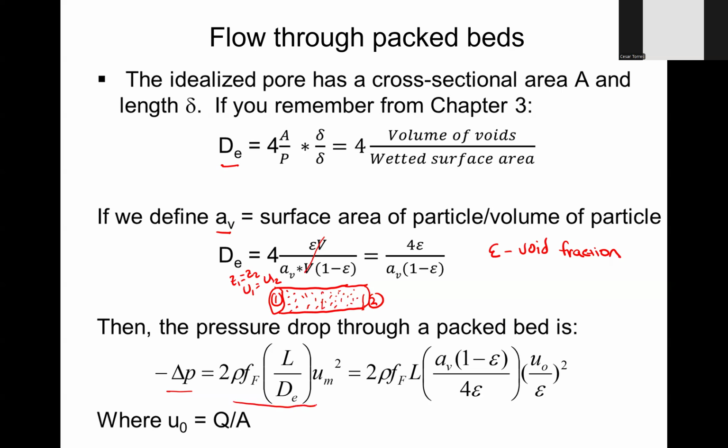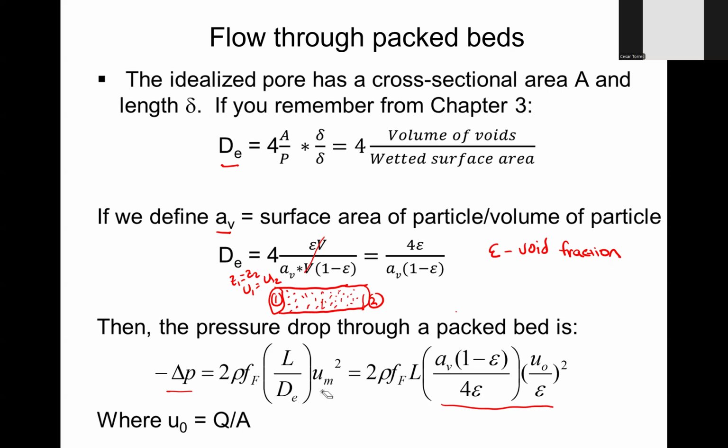So you see that we have delta P over rho, the rho is on the other side, equals 2FF L over D UM squared. D in this case would be that equivalent diameter inside the pores. And so we use that definition that we just took to put here, with a little bit of a disclaimer that this UM here is the velocity inside the pore.